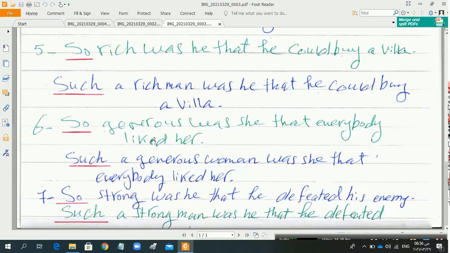Number six. So generous was she that everybody liked her. Such a generous woman, or girl, or lady, whatever you want, was she that everybody liked her. I need here a noun after the adjective, then the verb. Number seven. So strong was he that he defeated his enemy. Such a strong man, a strong boy, a strong soldier was he that he defeated his enemy.